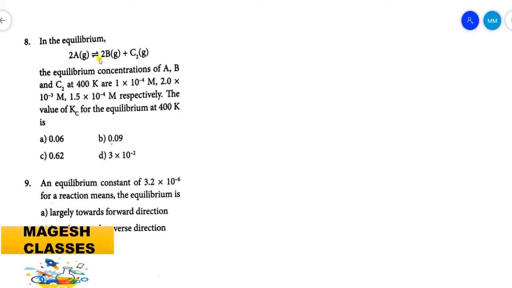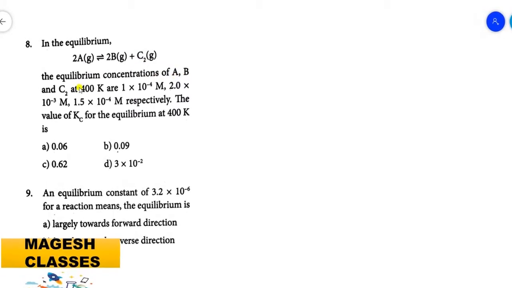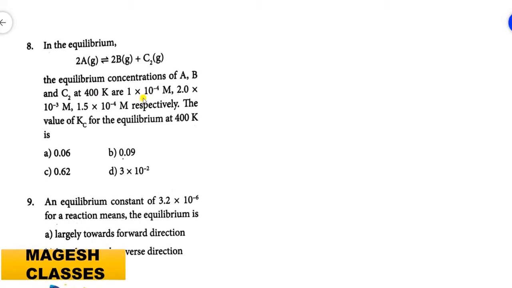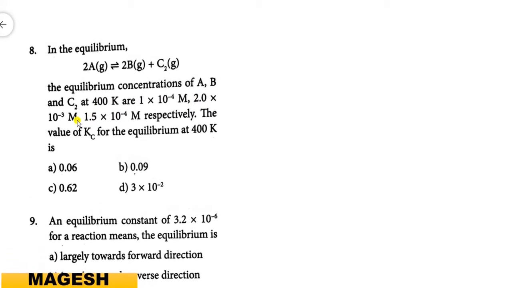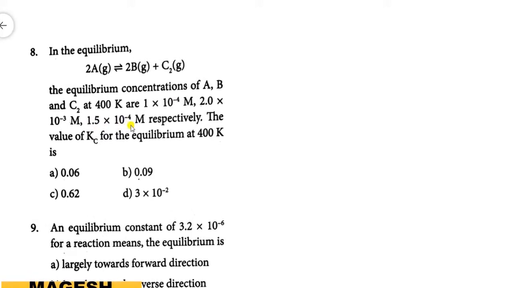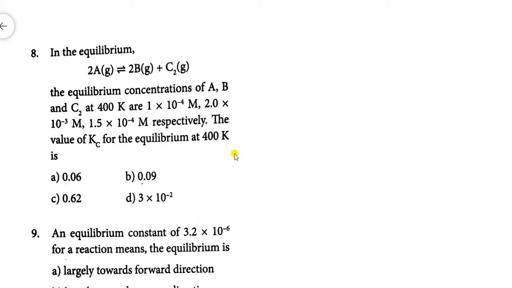Question number 8. In the equilibrium 2A gives 2B plus C2, the equilibrium concentrations of A, B, and C2 at 400 Kelvin are 1 into 10 power minus 4 M, 2.0 into 10 power minus 3 M, 1.5 into 10 power minus 4 M respectively. The value of Kc for the equilibrium at 400 Kelvin is.